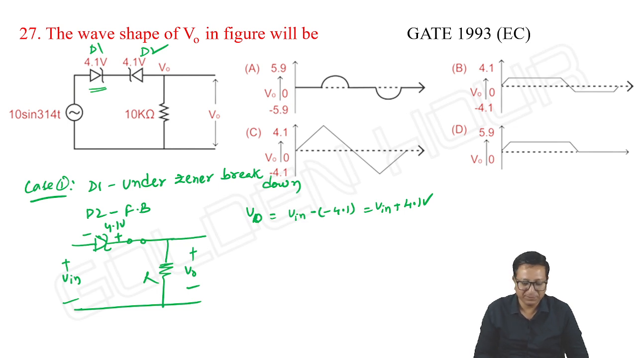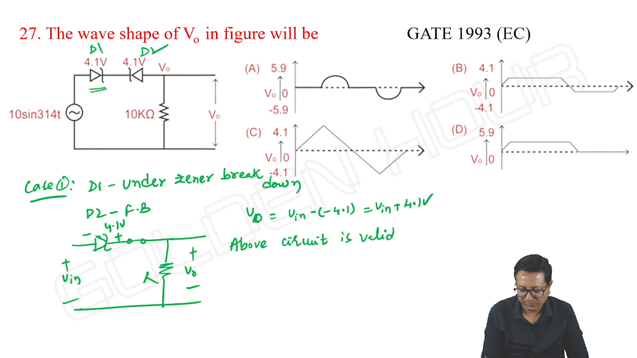We have seen with this particular case 1, D1 is under breakdown, D2 is forward biased, which means VD is equal to minus 4.1. Then what is VR? V in minus VD, V in minus of minus 4.1, so V in plus 4.1. It's as simple as that. Above circuit is valid if V input is less than minus 4.1, that is breakpoint.